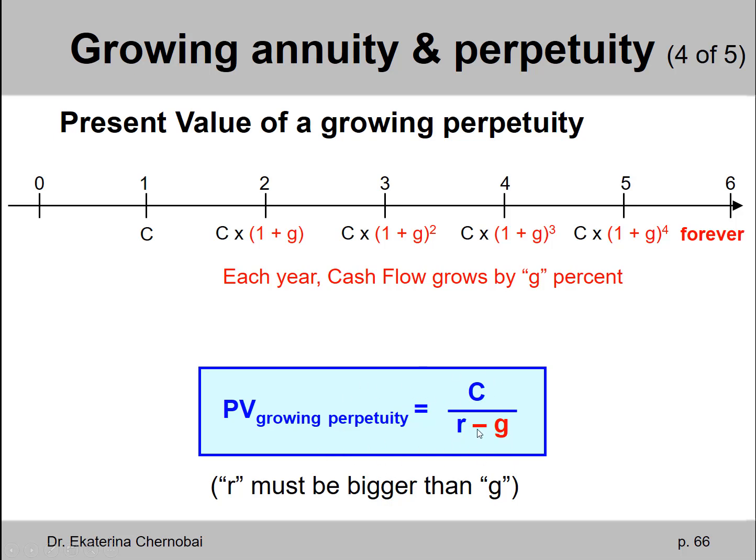The only little rule with this formula is that R must be bigger than G. Otherwise, let's say R and G are equal. Then on the bottom you have 0, and you cannot divide by 0. Or if the growth rate in cash flows is higher than the discount rate, then on the bottom of the formula you'd have a negative number, and dividing by a negative number would give you a negative perpetuity value, which kind of doesn't make sense.